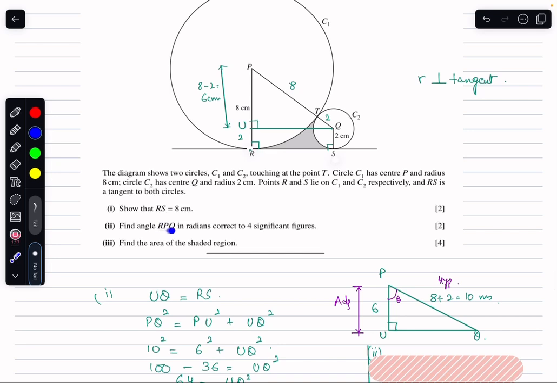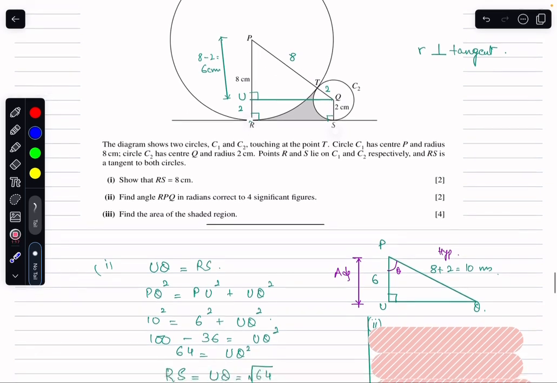Find the angle RPQ in radians correct to four significant figures. R, P, and then Q. RPQ is what we should be finding out correct to four significant figures here. We were already solving part 1 with the right angle triangle in which we had P, U and Q. With respect to PUQ, they are basically asking for this angle at P.